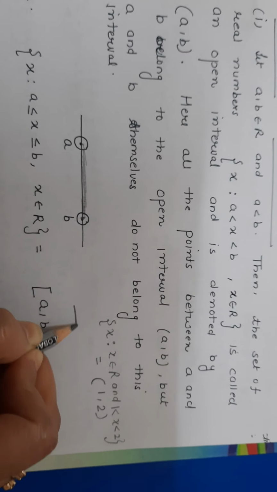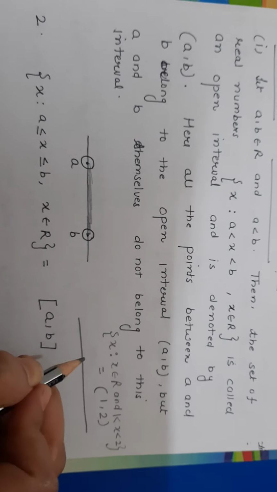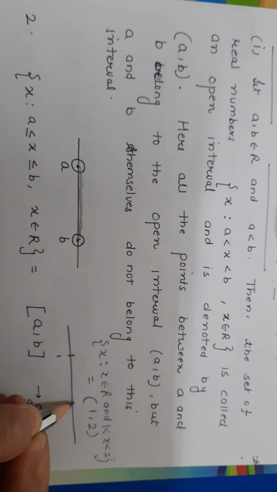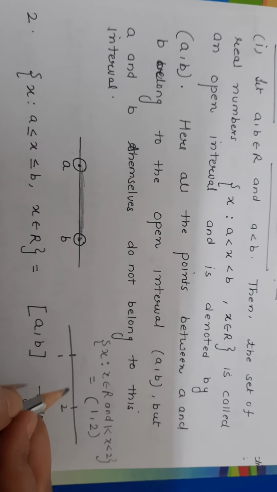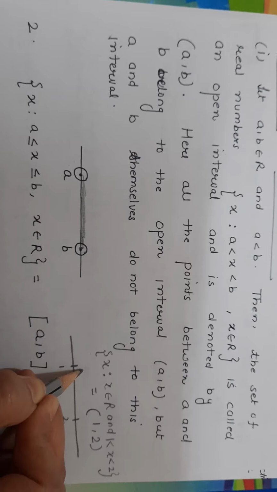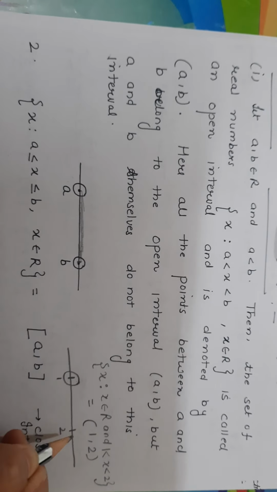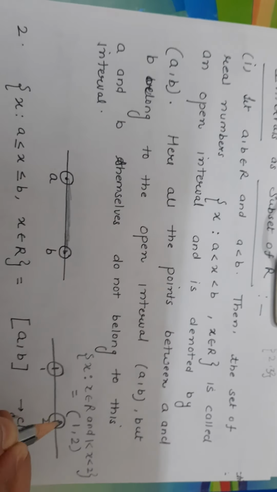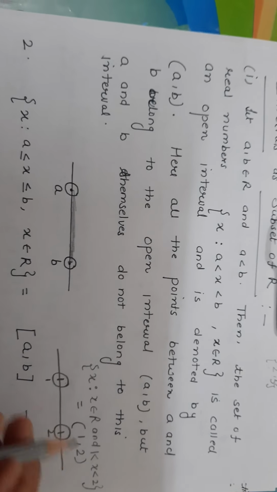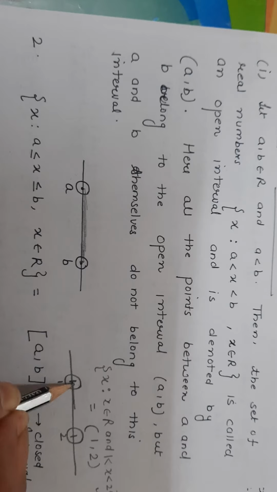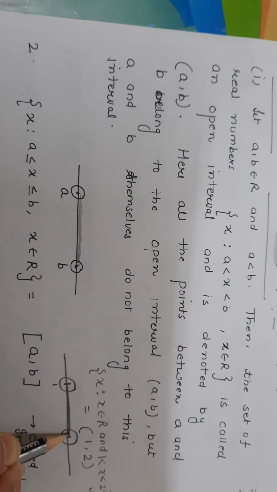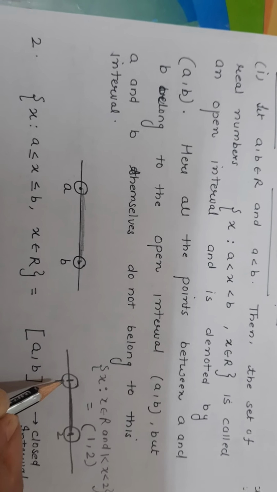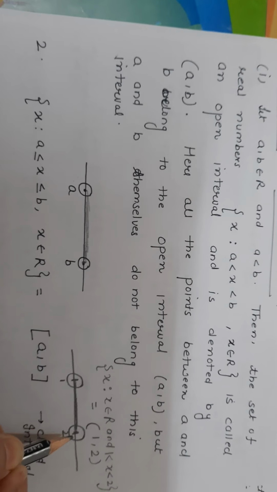And on representing it on the number line, you draw the number line, mark 1 here, then 2. As 1 and 2 are not included, we are going to draw the open circle at 1 and then an open circle at 2. But all the reals between 1 and 2 are included, so we are going to shade the region between them. And this open circle indicates that 1 and 2 both will not be included.